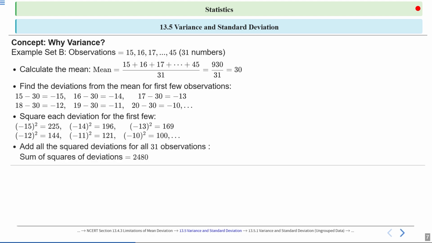Now add all the squared deviations for all 31 observations, and the sum of squares of deviation is basically 2480.